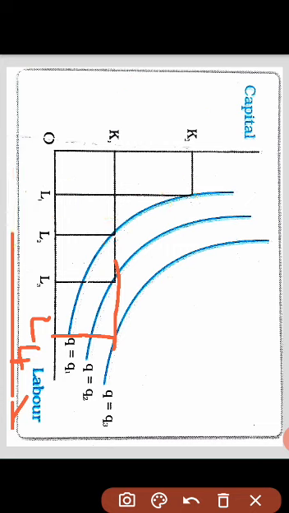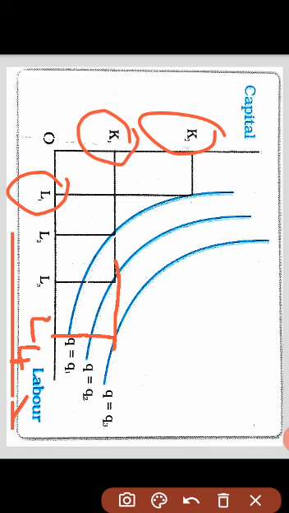at the first point, you are using K2 amount of capital and L1 amount of labor. That means you are using 2 acres of land and only 2 laborers. Now you are using only 1 acre of land and 4 laborers. That means your production is going to be equal, because the land will be lesser, and if the labor is more, it will produce that much only. And if land is greater and labor is less, it will come to equal production.